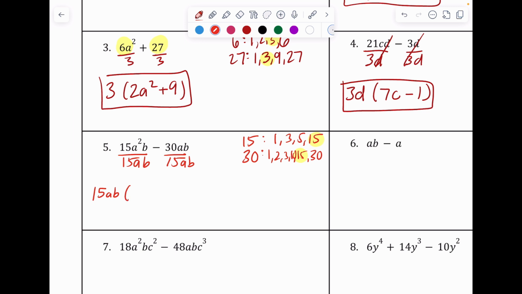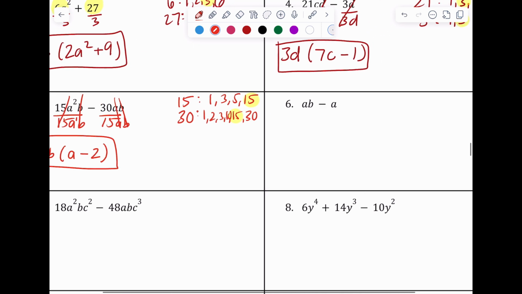My first term, 15 divided by 15 cancels out. A squared divided by a to the power of 1 leaves me with a to the power of 1. B divided by b cancels out. Then 30 divided by 15 gives me 2. A cancels out, b cancels out. So this is what I'm left with. Again, you can distribute this and check your work to see if it is correct.